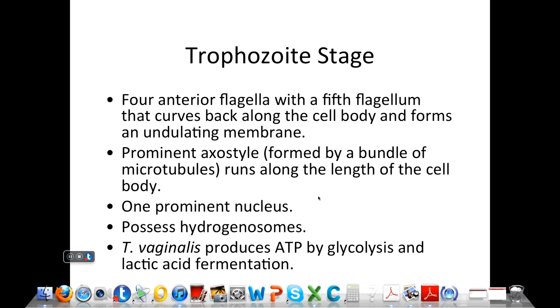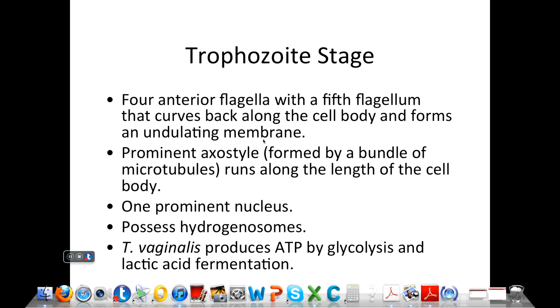To describe the trophozoite stage, there are 4 anterior flagella with a 5th flagellum that curves back along the cell body and forms an undulating membrane. Recall the undulating membranes that were present on certain stages of the kinetoplastid flagellated protozoa.